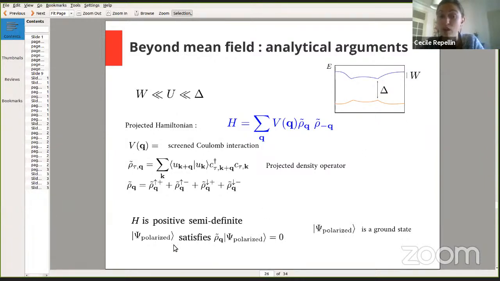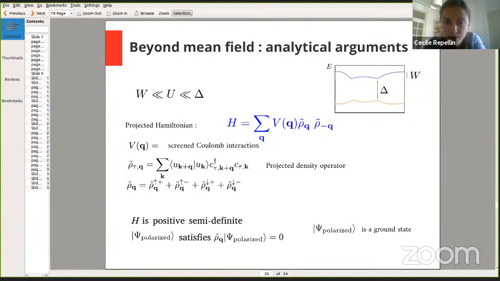And it turns out that this fully polarized state satisfies rho_q psi equals 0 for any q. There's a small caveat, because you need to be in the first Brillouin zone, but we'll just neglect the terms that are outside of the first Brillouin zone. Because of this, this spin and valley polarized wave function satisfies H psi equals 0. Therefore, it is a ground state of this Hamiltonian. It doesn't prove that it's unique, but it proves that it's a ground state.